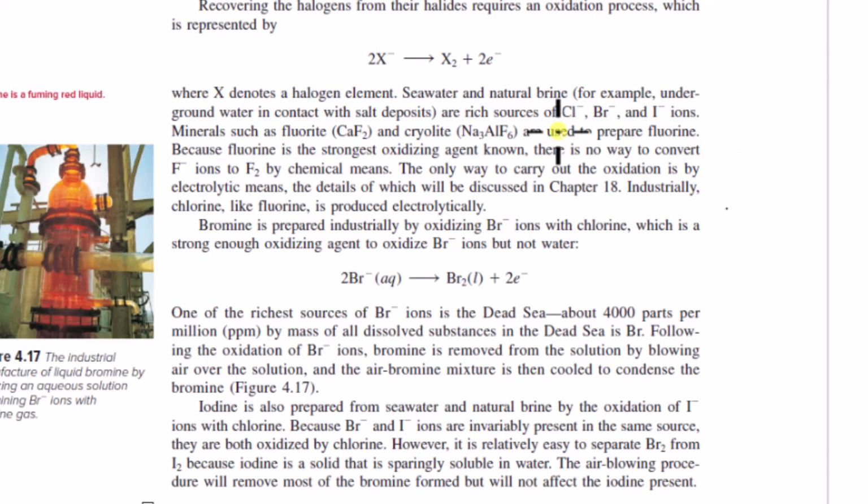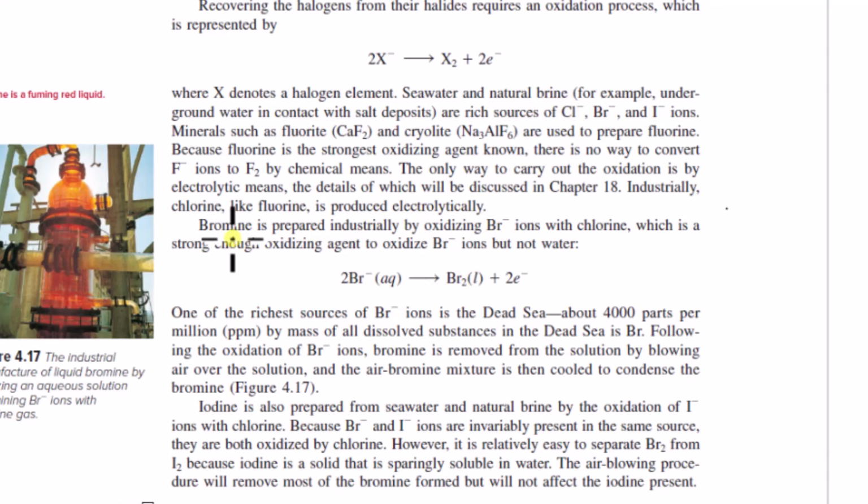So recovering the elemental form of fluorine and chlorine from their compounds, you can't do this chemically. You can't convert fluoride to F2 chemically because there's no stronger oxidizing agent available. So this is done electrolytically, which we'll learn about in Chapter 18. But it's also economical at the same time to oxidize chloride electrolytically as well.